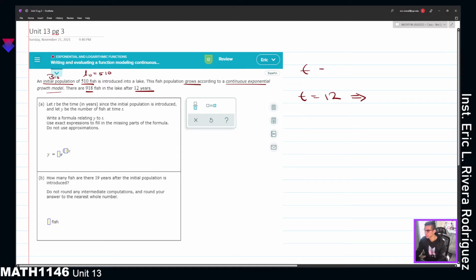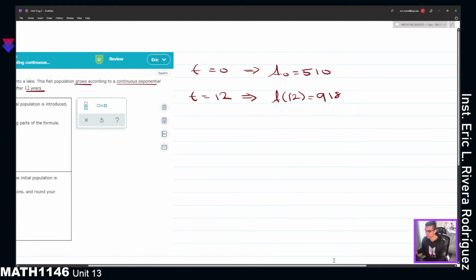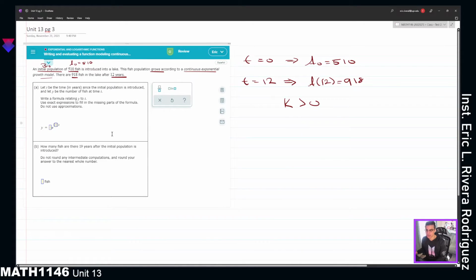It is positive. Initial population means t equal to 0. A sub 0 is equal to 510. T equal 12, A of 12 is 918. Because we have an increasing amount, because the initial amount increases to 918, by this we know that we have k being positive. All right.